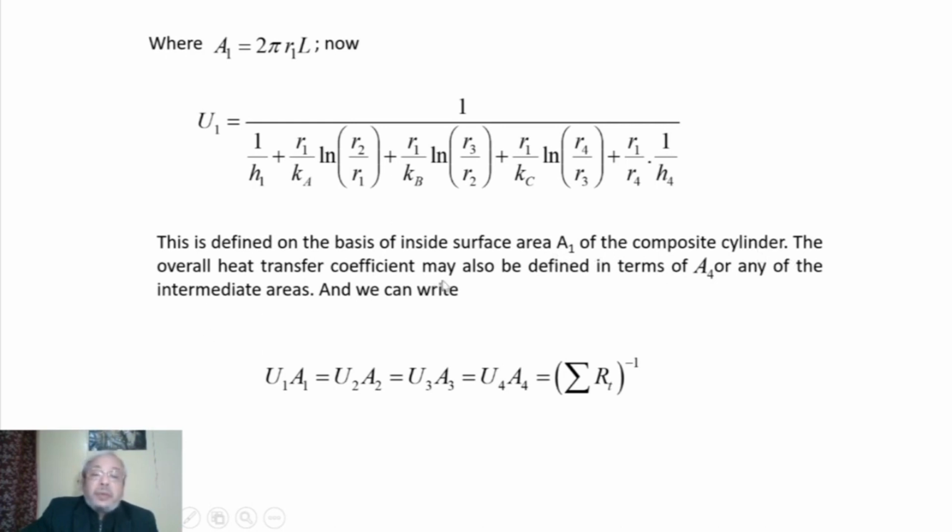The overall heat transfer coefficient may also be defined in terms of A4, then it will be U4 into A4, or any of the intermediate areas. And we can write U1 A1 equal to U2 A2 equal to U3 A3 equal to U4 A4, equal to the inverse of the total resistance, 1 by summation of resistances.